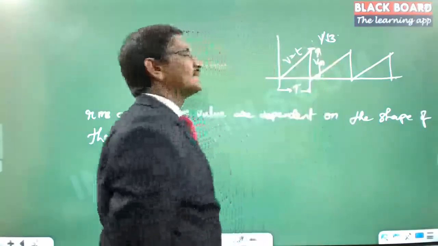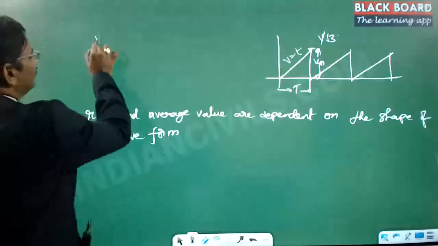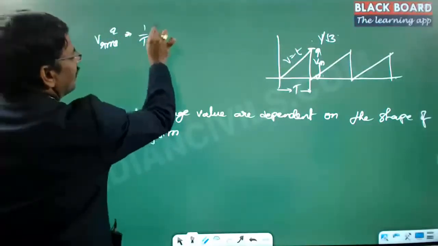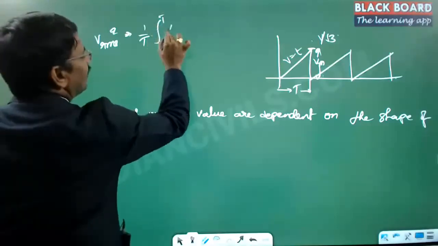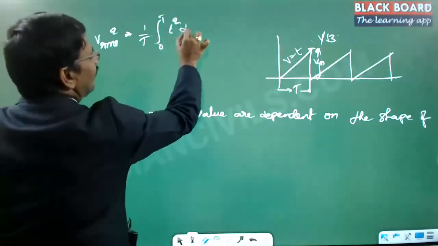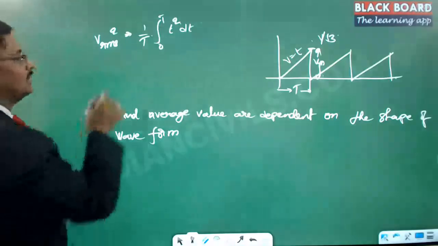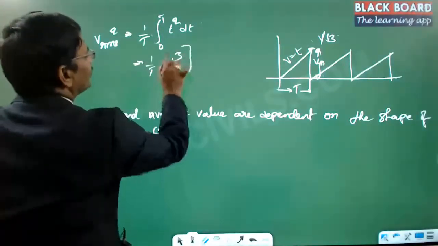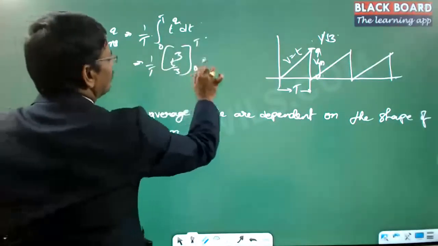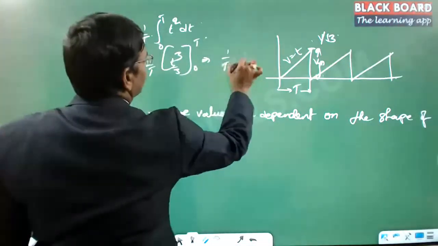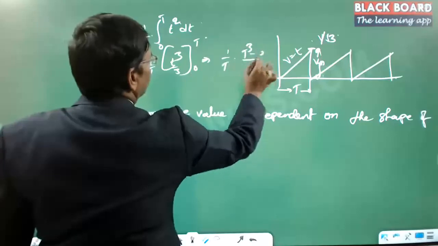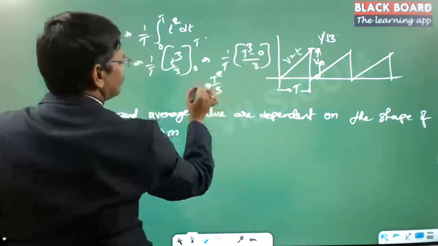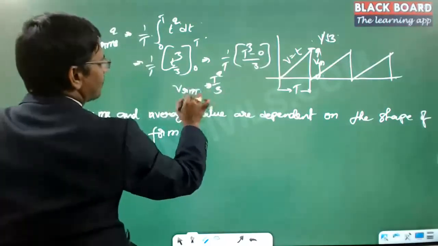Now in that case, let us calculate. Let me tell you. We take Vrms square first. The period is 1 by T, and the integral is from 0 to T. V square is T square, and dt. So T square dt, and this is 1 by T times T cube by 3, upper limit T, lower limit 0. This is 1 by T into (T cube minus 0) divided by 3, so this is T square by 3. This is the Vrms square value.